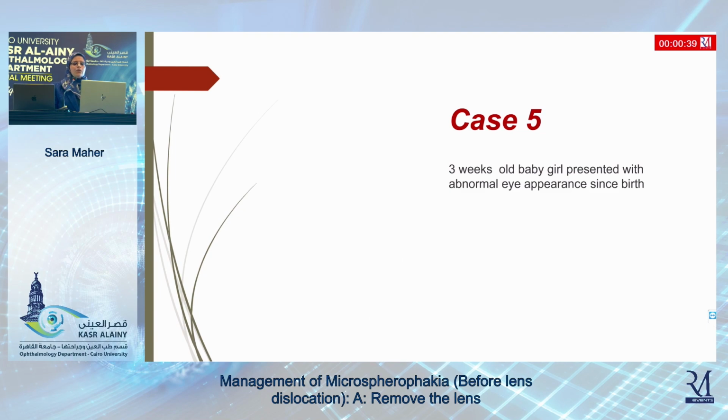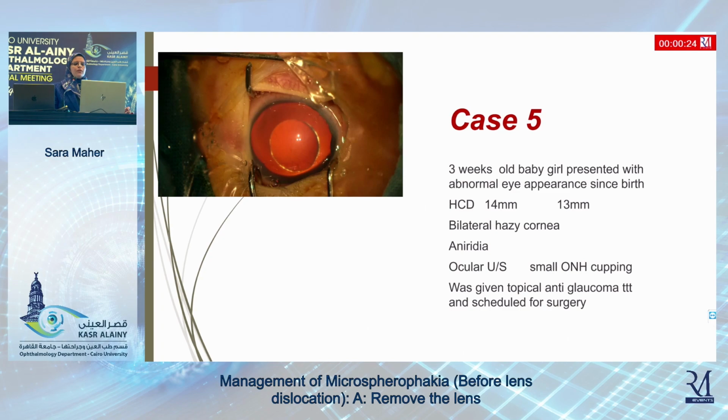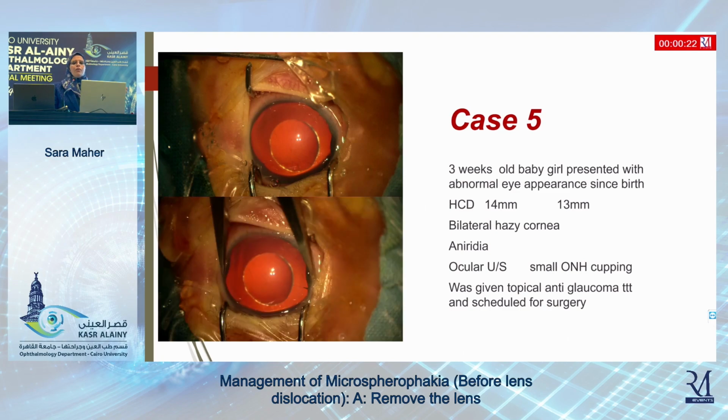This is the last case, a 3-week-old baby girl presented with abnormal eye appearance since birth. She has a large horizontal corneal diameter, hazy corneas, and aniridia. We thought at first it's secondary glaucoma to aniridia. The ocular ultrasound shows small optic nerve head cupping. As usual, we prescribed anti-glaucoma medications, and she was scheduled for surgery. But on the day of surgery, we discovered that she also has a microspherophakic lens. In this patient, the cornea was hazy, so we performed a glaucoma surgery, and now she's doing well on no treatment and the pressure is controlled, but we still have the problem of the lens.